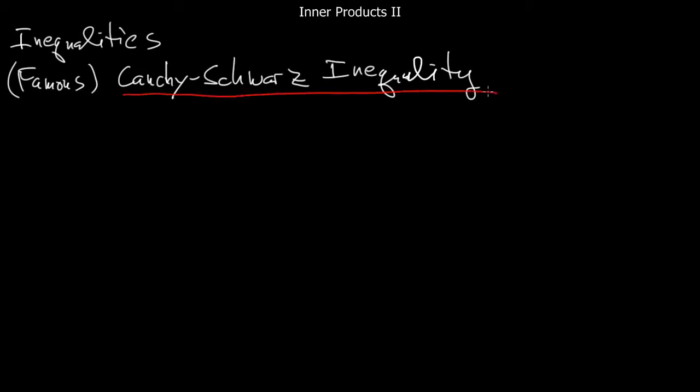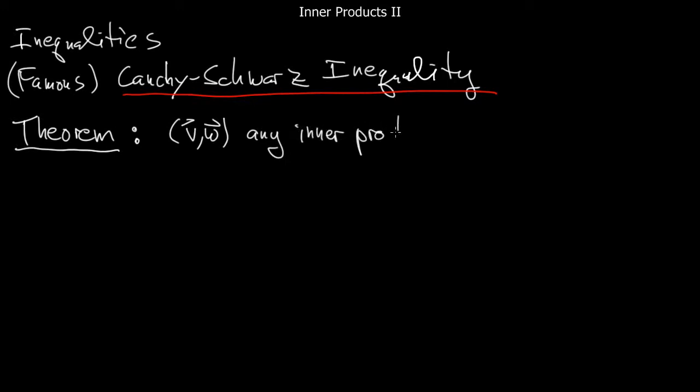And it says the following. If you have any inner product, so we have a vector space V with an arbitrary inner product, then the statement is that if you take the inner product of any two vectors V and W, then that's guaranteed to be less than or equal to the length of V times the length of W.